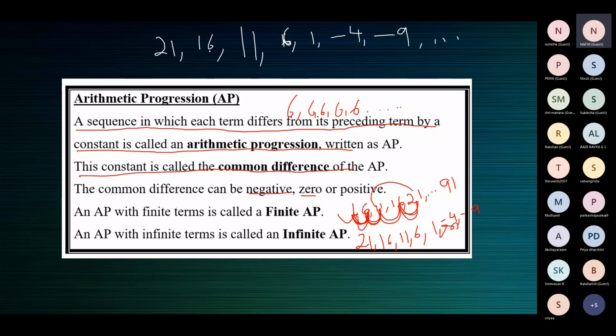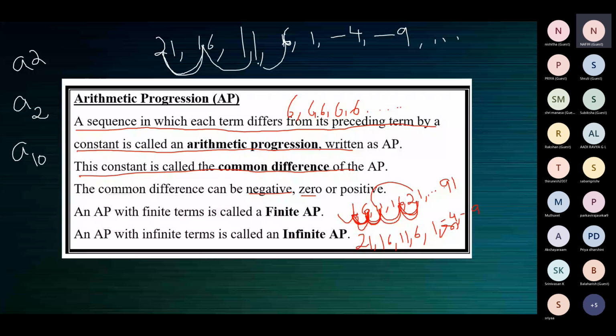Here, A2 is the second term, and A10 is the 10th term. So A2 minus A1 is the common difference, which is -5. 16 minus 21 is -5. 11 minus 16 is -5. 6 minus 11 is -5. 1 minus 6 is -5. The common difference is negative.